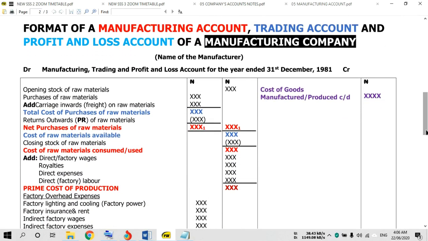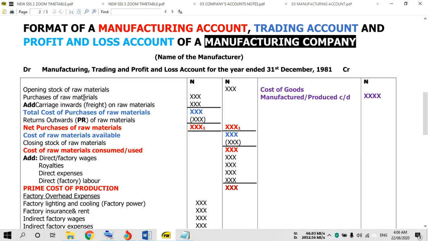In the format, you can see that we have the debit and the credit side. Then you have two Naira columns on the debit side. I'm going to tell you the reason why you need two Naira columns later. You have the name of the manufacturer and the title of the account: manufacturing, trading and profit and loss account for the year ended 31st December 1981. You always start with the opening stock of raw materials.